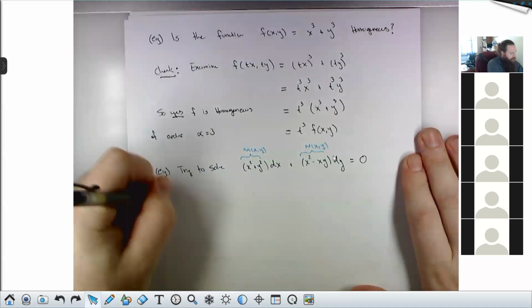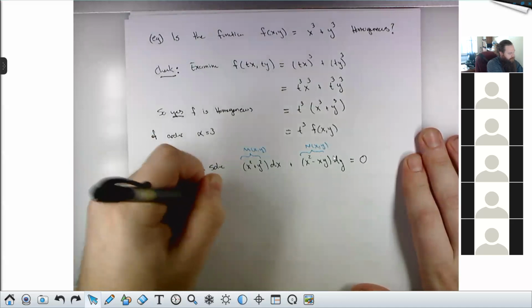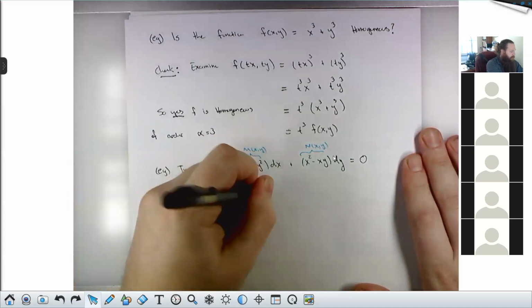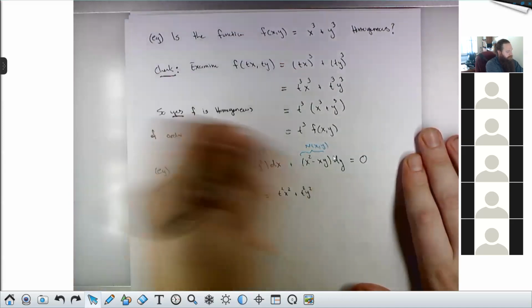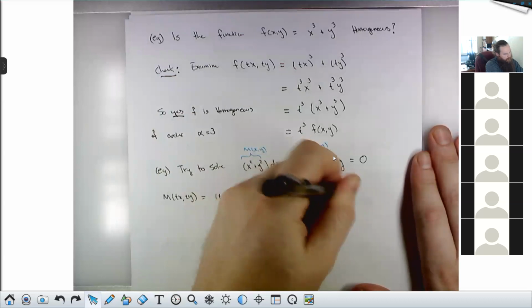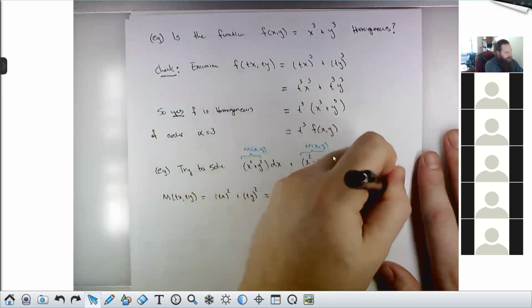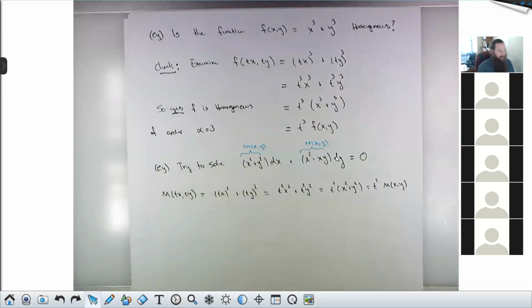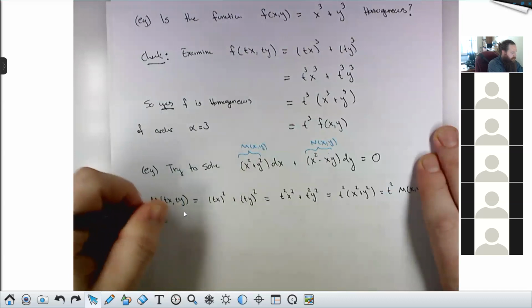So M of tx comma ty is (tx) squared plus (ty) squared, which is t squared x squared plus t squared y squared, which is t squared times x squared plus y squared, which is t squared times M of x,y. So M is homogeneous of order 2. And N, similarly, homogeneous of order 2. We can check.